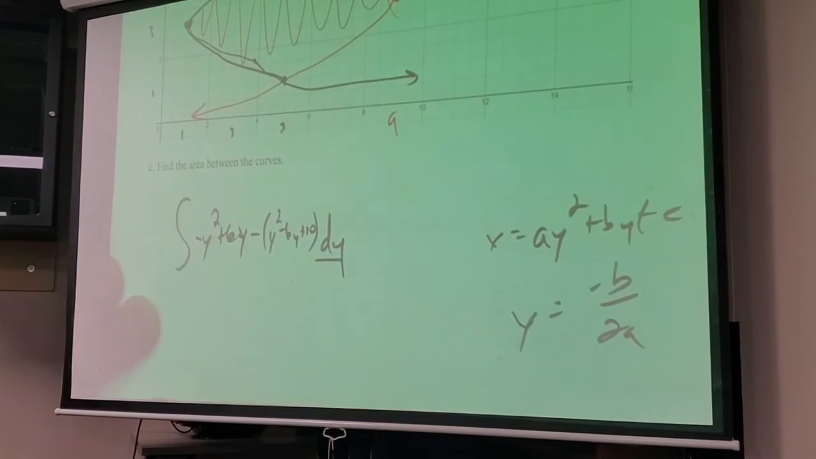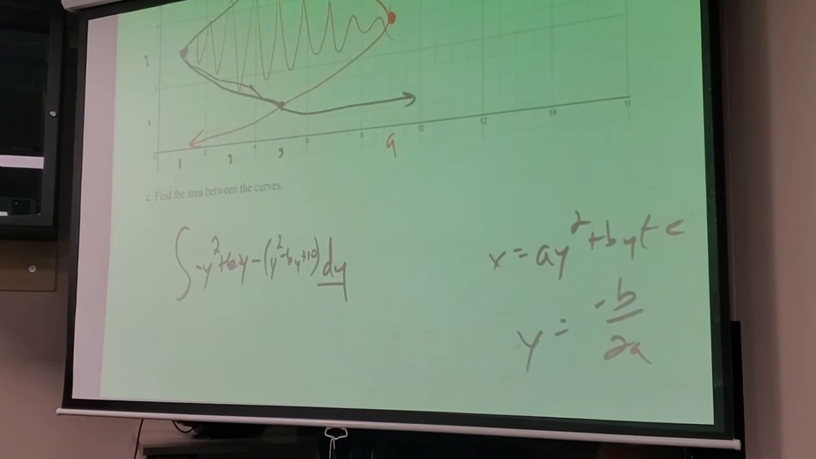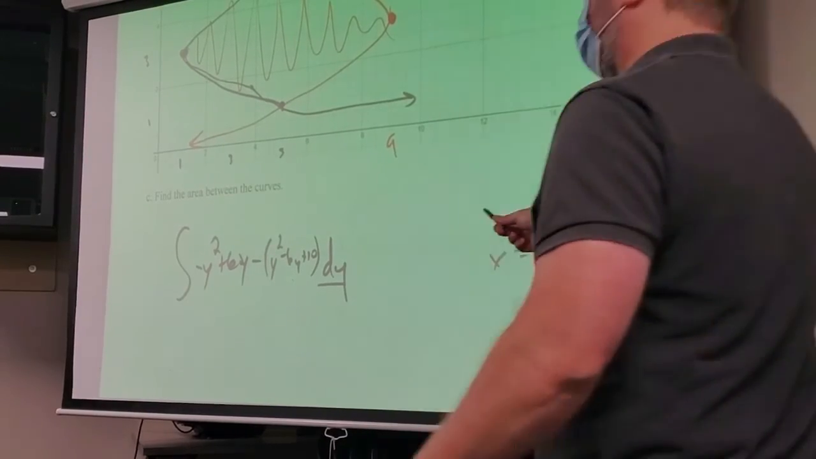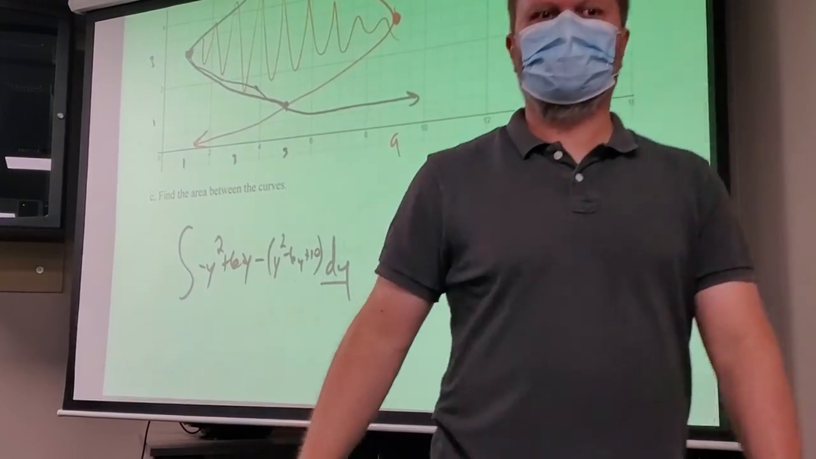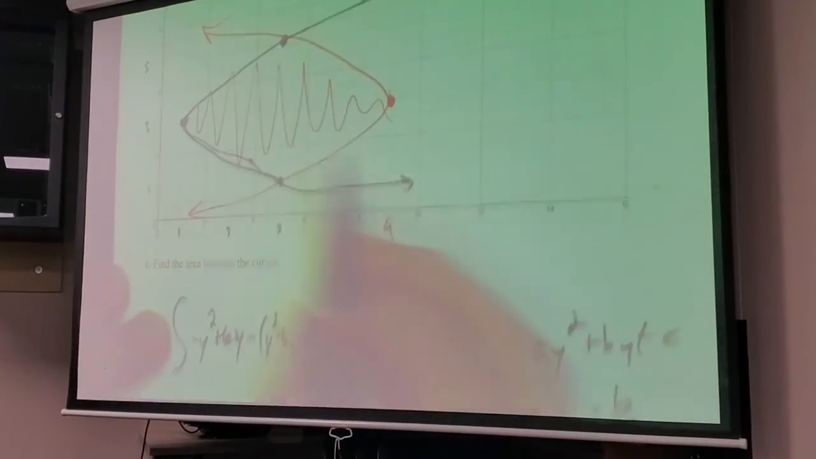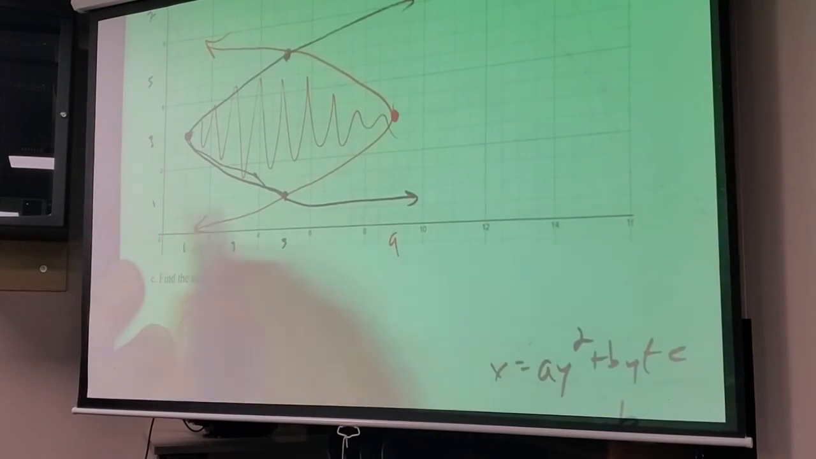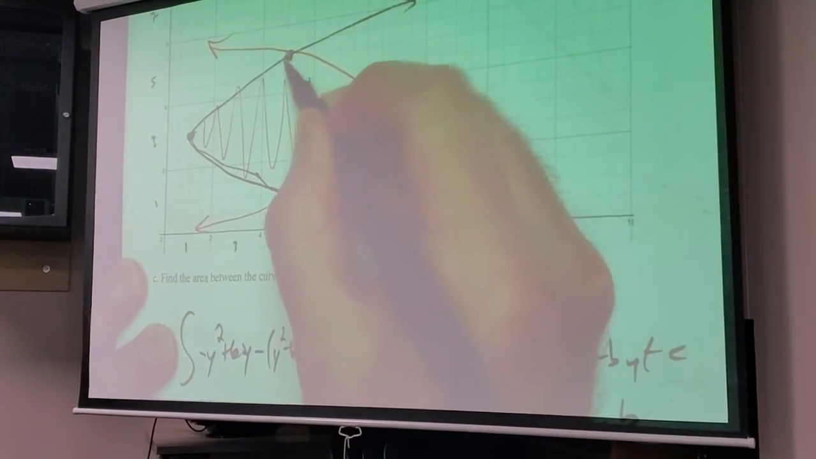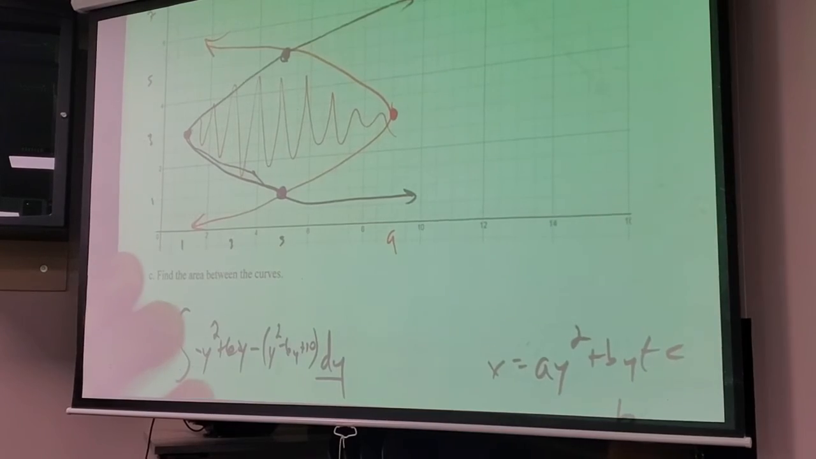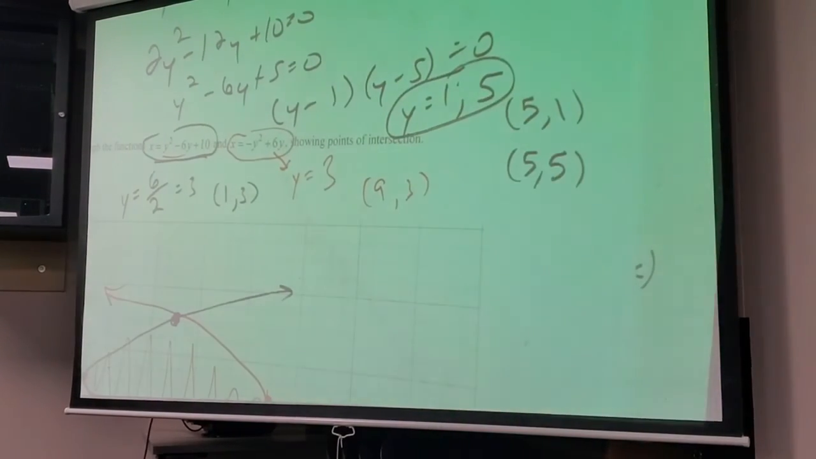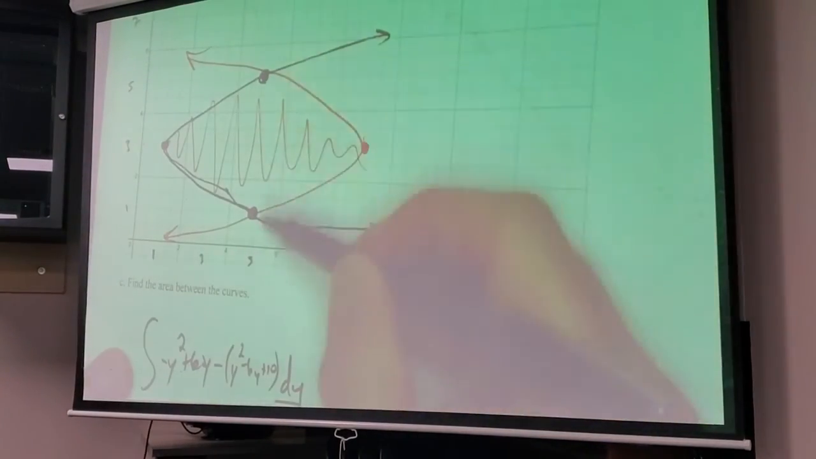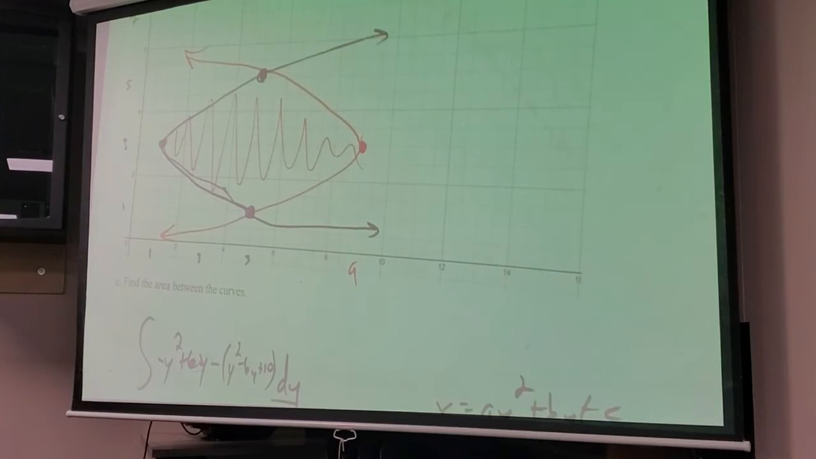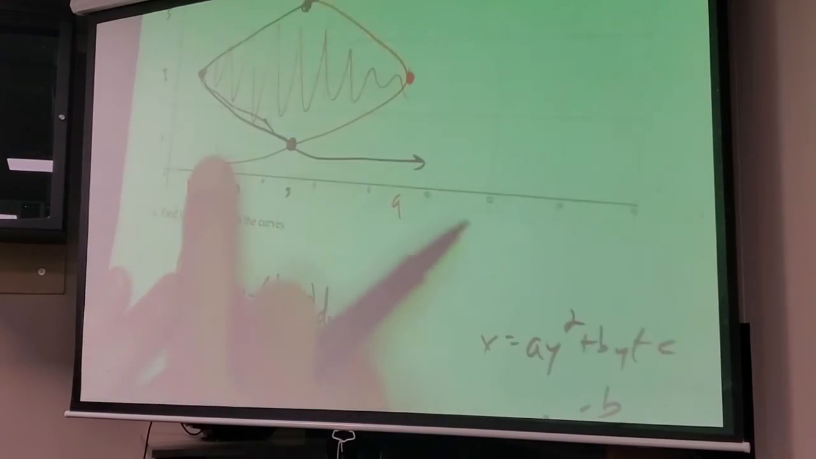And what are the limits going to be? What do I have to look at to figure out the limits? Look at this guy. What do I care about? What are the y's doing? They're going from what to what? They're going from 1 to 5. Do you guys see that? Not always, be careful. But in this case, that's the limits of the integral. So now you got to think everything in terms of y.